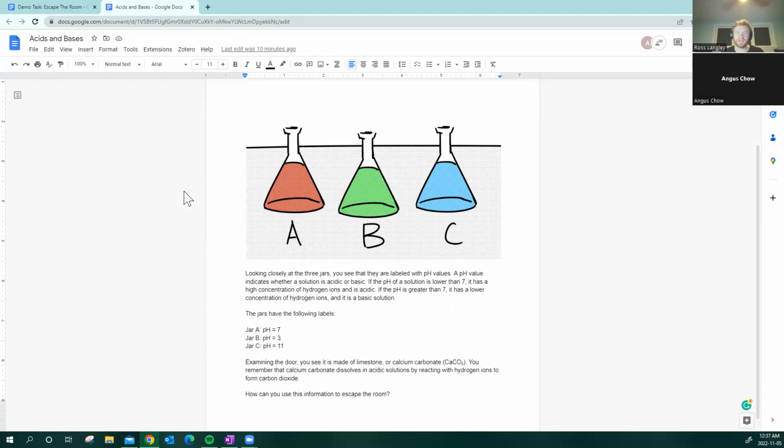So this is an example of a common task with clues that you might encounter within an escape room. You have to use your creativity and the materials provided to complete the challenge and hopefully escape in enough time.